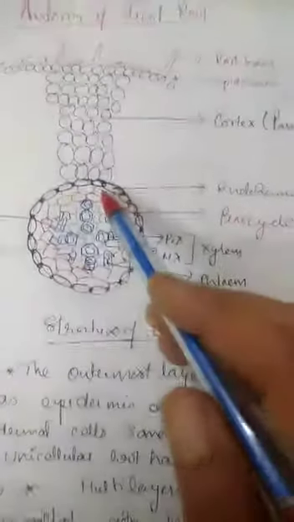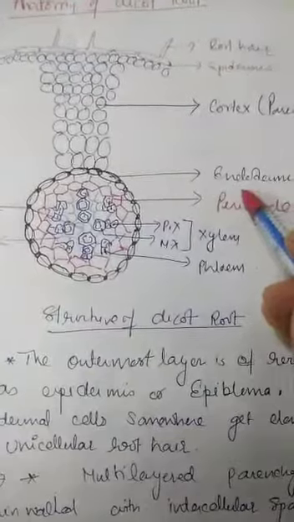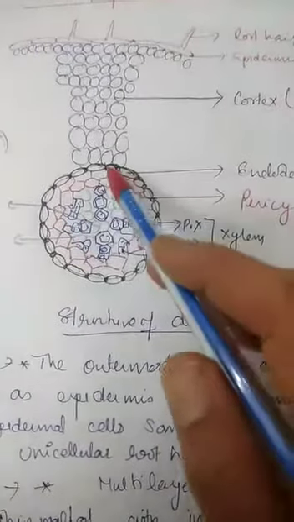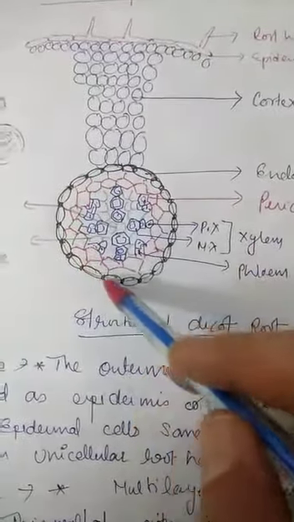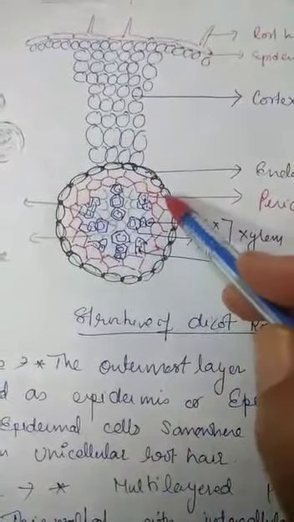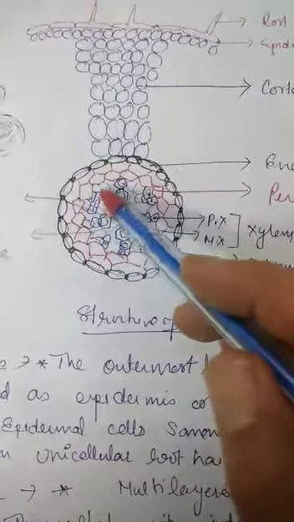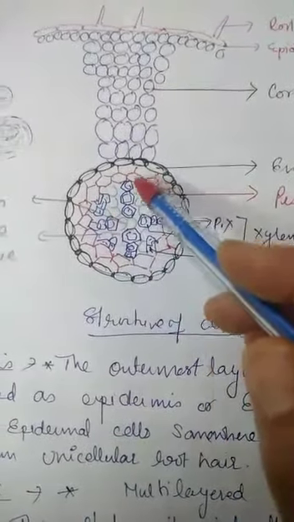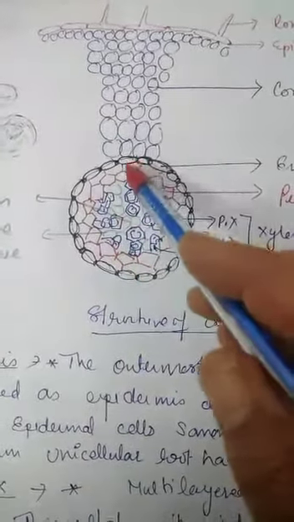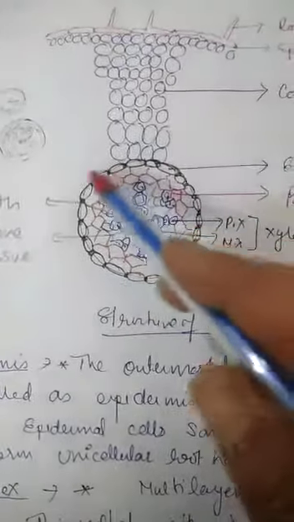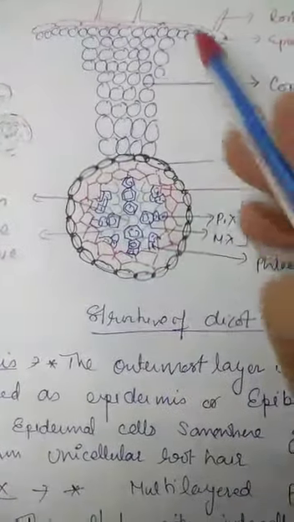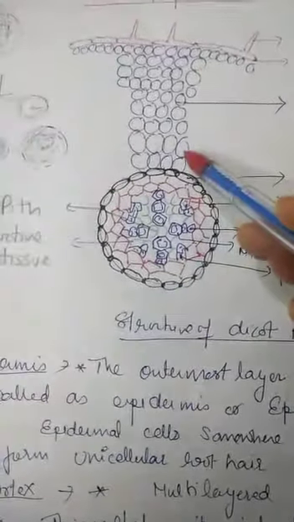Then the innermost layer of the cortex is called endodermis, which is the most important layer. This complete region under the endodermis is called the stellar region. So this stellar region we have drawn completely, but the rest of the parts are drawn only in one portion. You can imagine it this way.